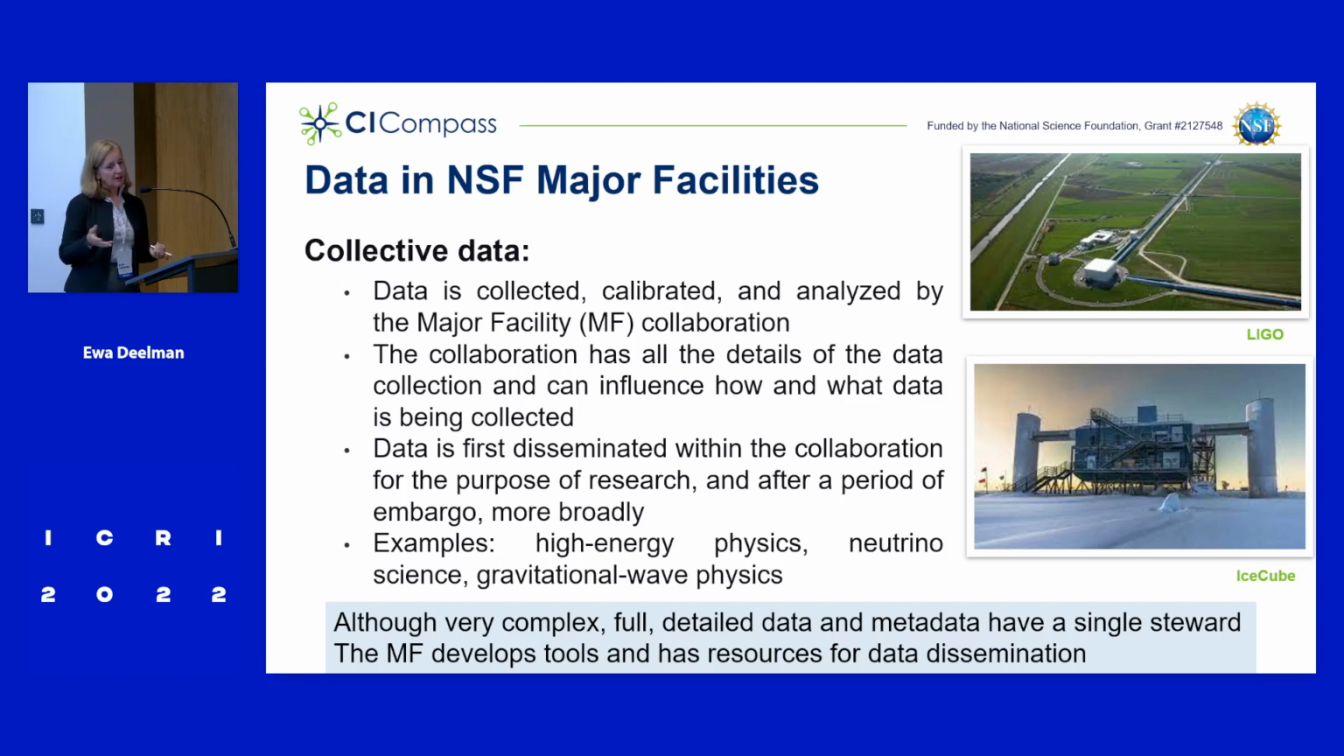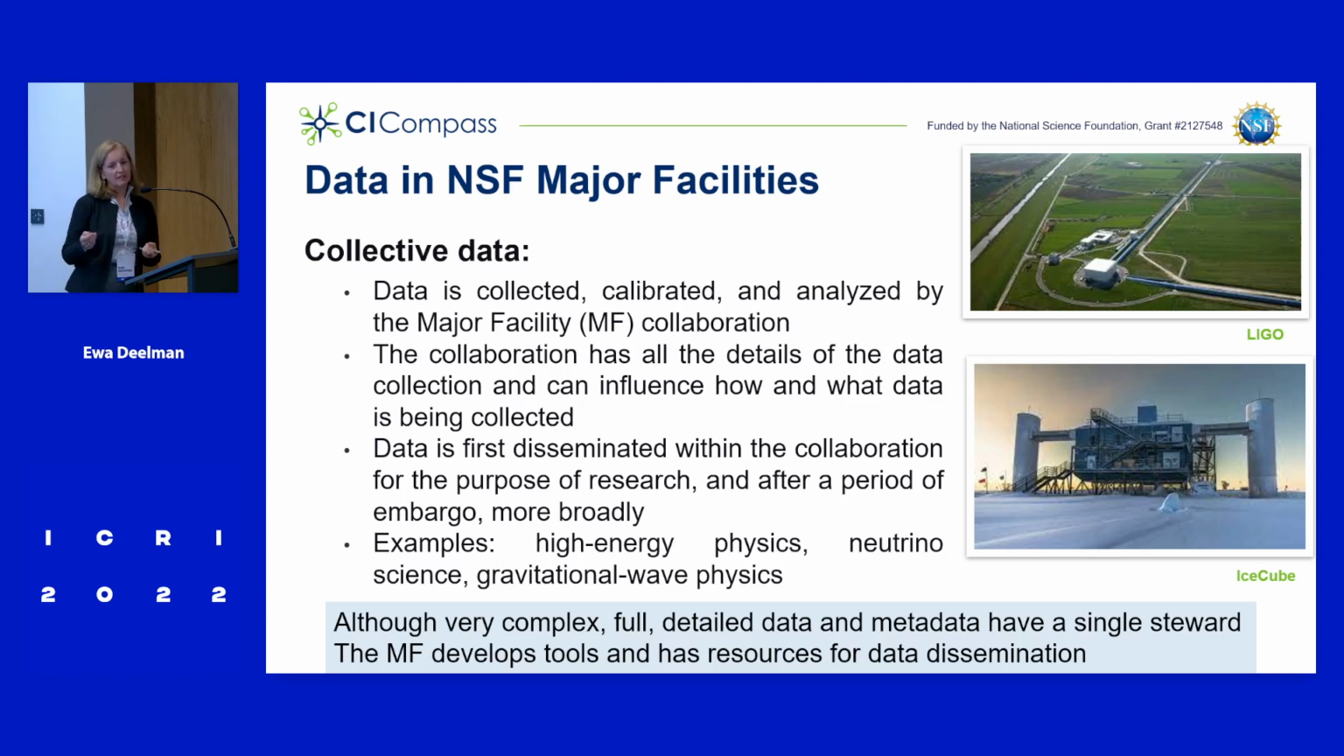So when we talk about the NSF major facilities and the data that they collect, I think it's useful to think of what types of data they do collect and what type of major facilities we have. From the work in CI Campus, we tried to look at 4 different categories of data being produced by the major facilities. You can call them collective data, community data, PI data, or a hybrid of these. Let me go quickly through some of these categories.